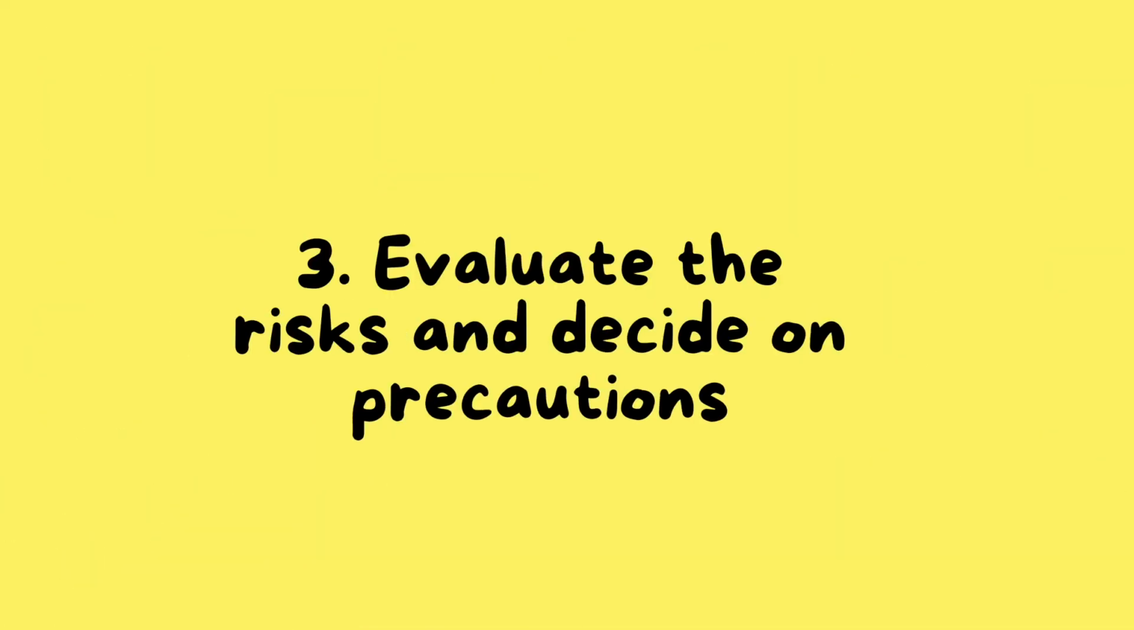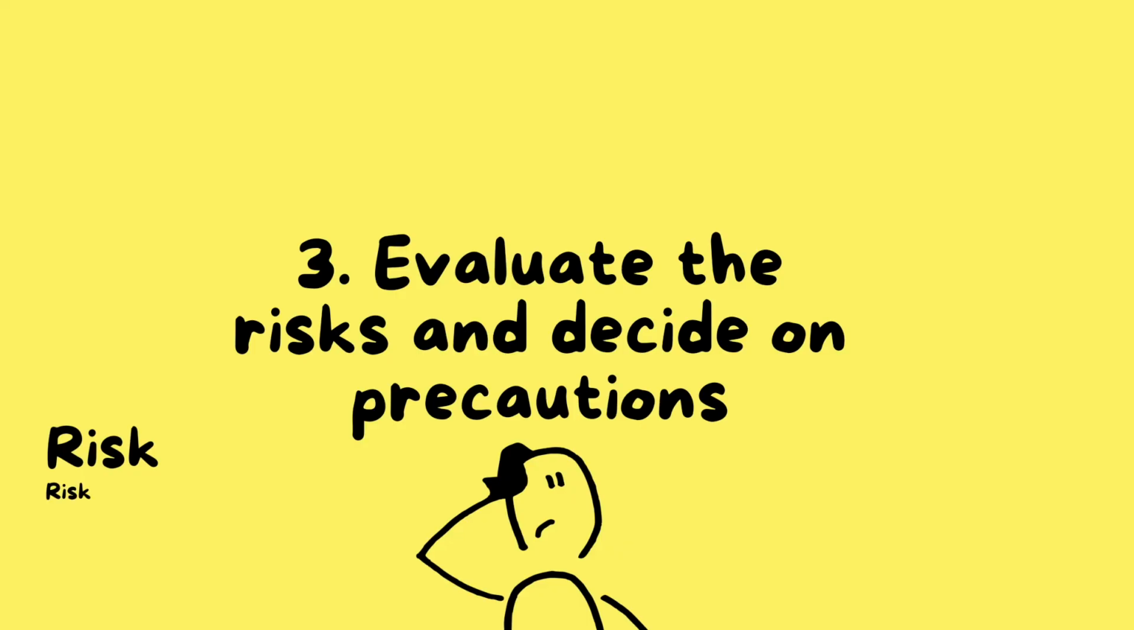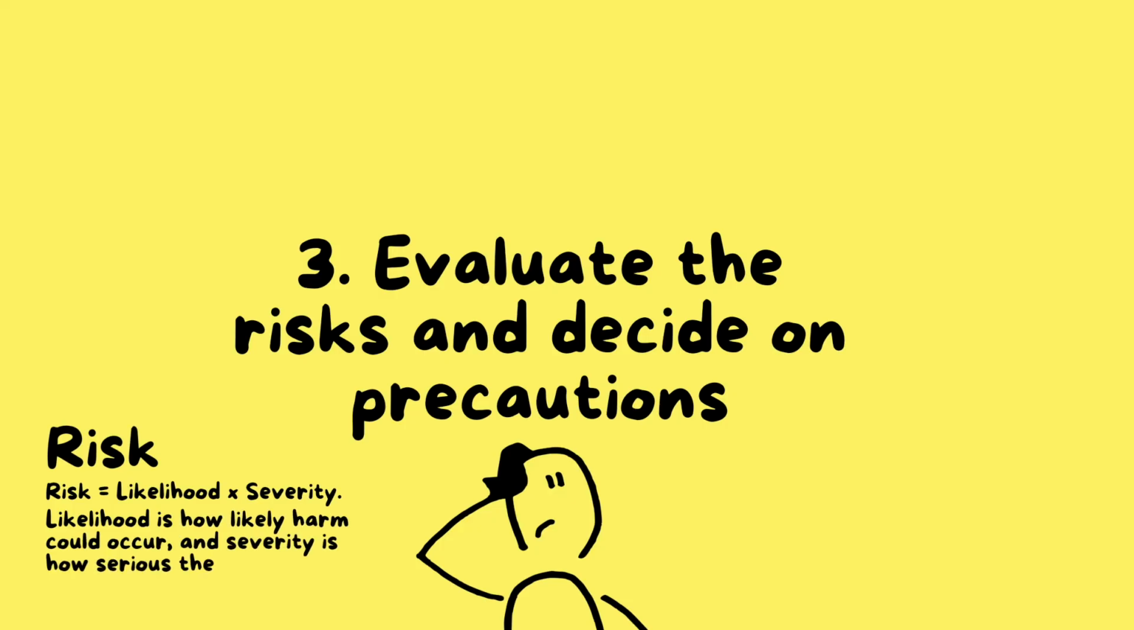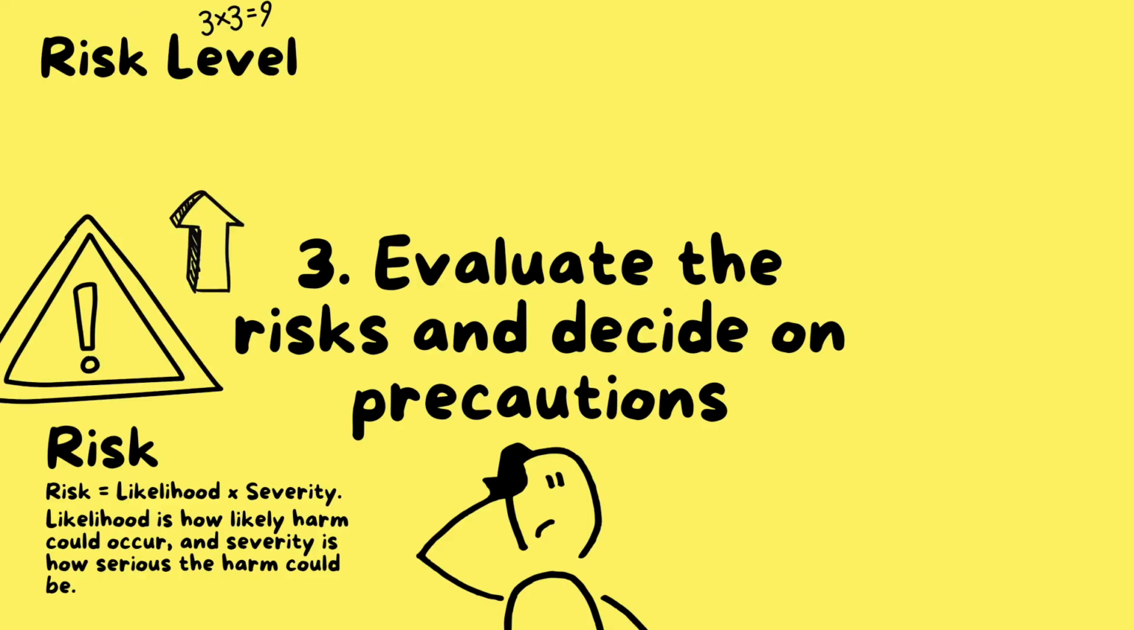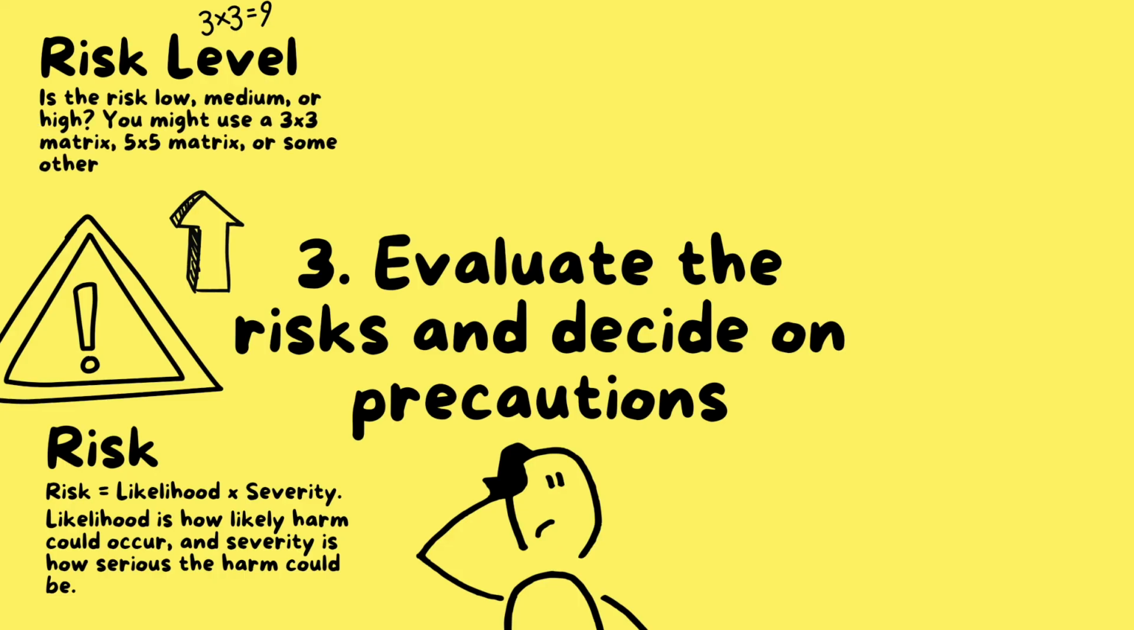3. Evaluate the risks and decide on precautions. Risk. Risk equals likelihood multiplied by severity. Likelihood is how likely harm could occur, and severity is how serious the harm could be. Risk level. Is the risk low, medium or high? You might use a 3x3 matrix, 5x5 matrix or some other measure to calculate this.